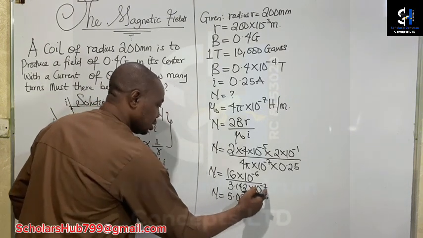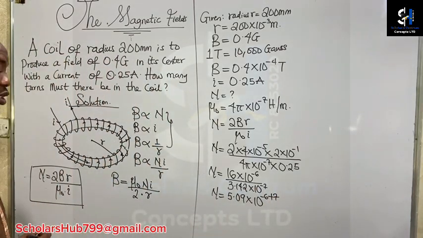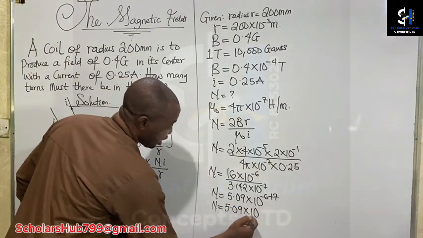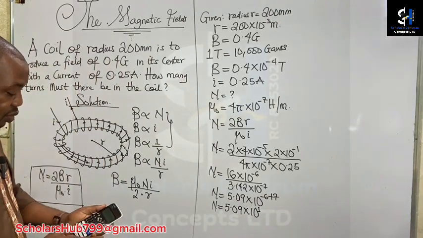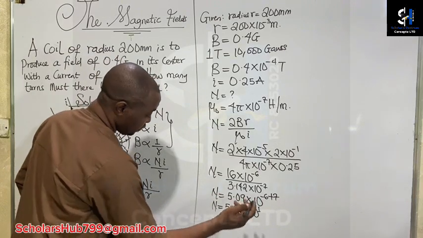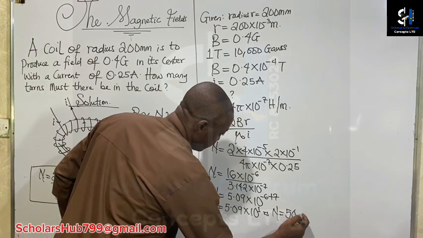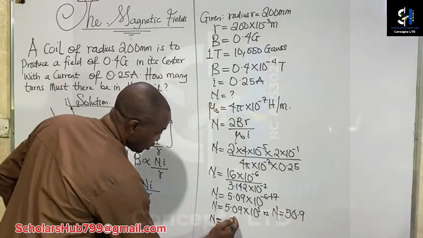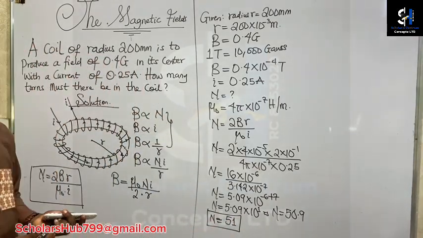So I'm going to add this power to this. That will be -6 plus 7. So N equals 5.09 multiplied by 10 raised to the power of 1. Multiplying 5.09 by 10, that will be 50.9. And we can approximate that to be approximately 51. So the number of turns is 51.